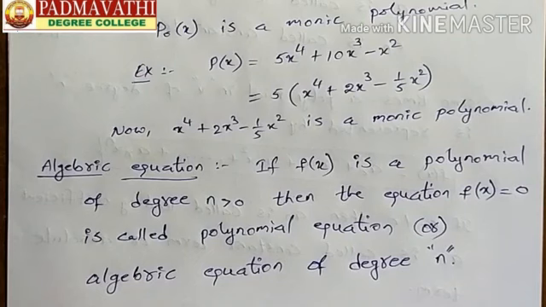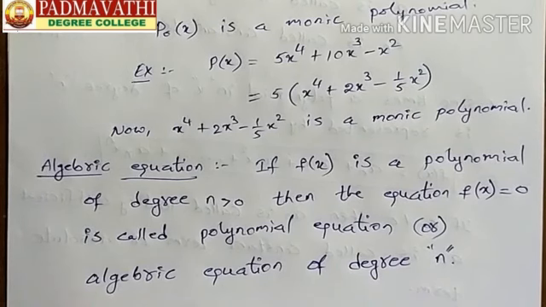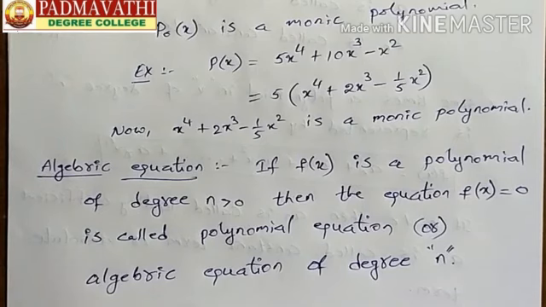Next, coming to the algebraic equation, the definition of an algebraic equation. If f of x is a polynomial, in the sense an expression, of degree n greater than 0, then the equation f of x equal to 0 is called a polynomial equation or algebraic equation of degree n. Already we know the difference between expression and equation. Similarly here also, f of x is an expression of degree n greater than 0, then f of x equal to 0 is called the polynomial equation or algebraic equation of degree n.